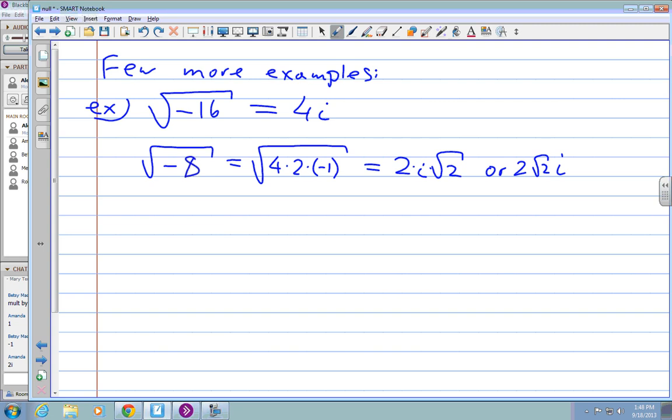Well, I took the square root of 4, that's 2, and I took the square root of negative 1, that's i, and that 2 stayed under the radical.